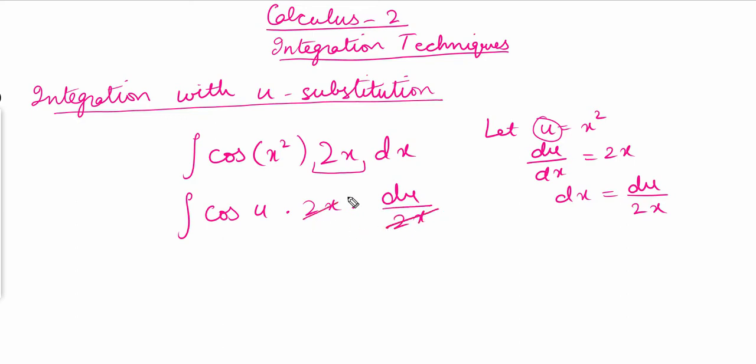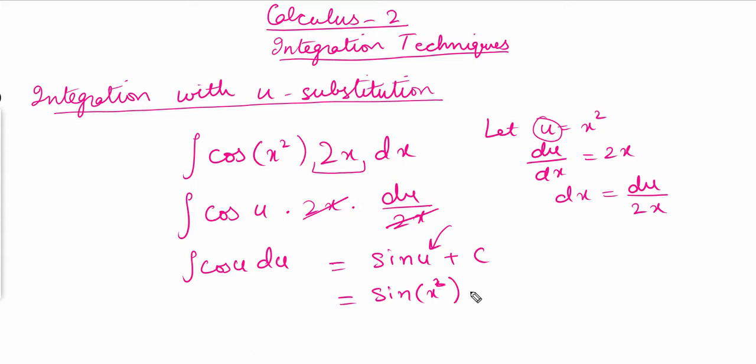Now this 2x and this 2x will get cancelled, and our integration will be simplified. It's the integral of cos u du. The integration of cos u is sin u, so it'll be sin u plus constant. Now we'll put back the value of u, that is x square. So our answer will become equal to sin x square plus constant. So this is how we can do the integration with u substitution. You just have to observe carefully the function whose derivative is present.